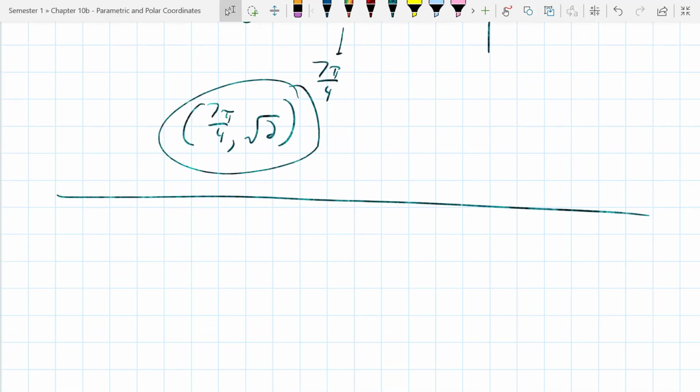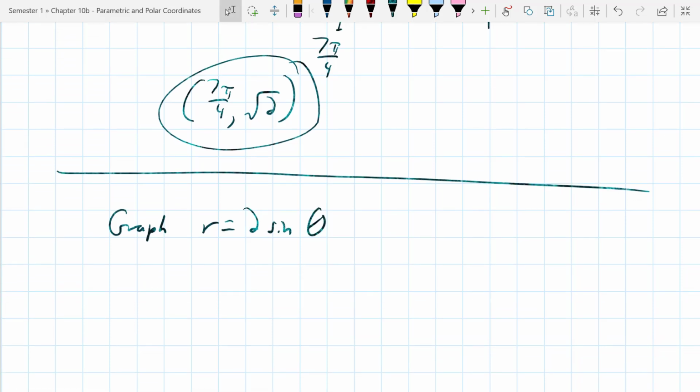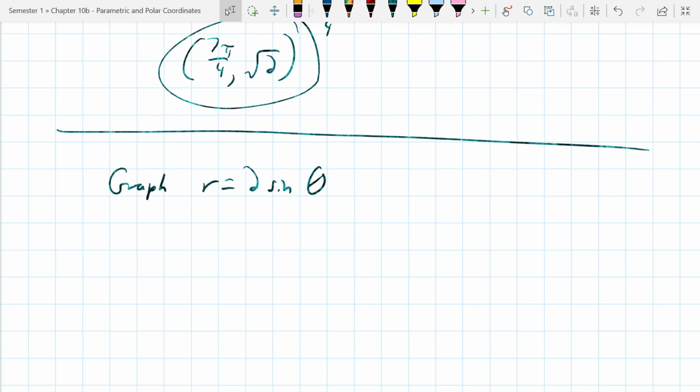Okay. Next, we're just going to practice a graph. We're going to graph r is equal to 2 sine of theta. I want you to graph that, which means you pretty much have to know the shape. Well, this is a matter of doing conversions. I'm going to try to graph it by converting to rectangular and see if it makes a familiar shape.